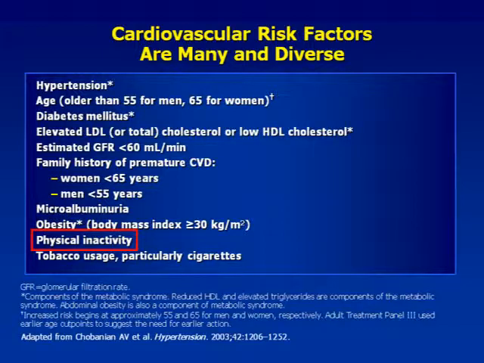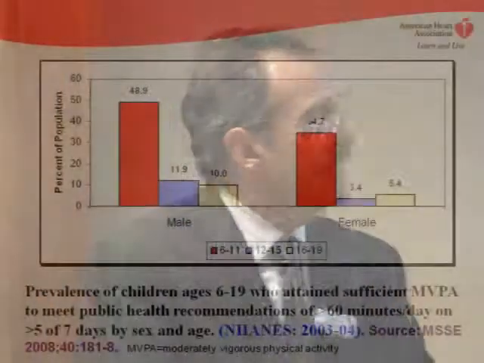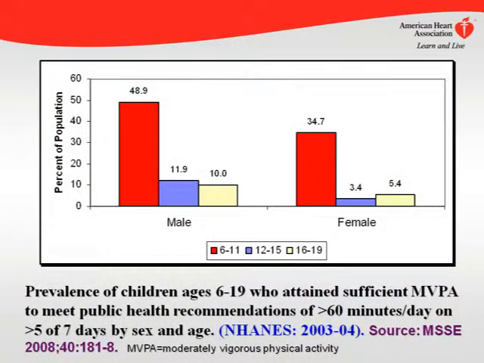Physical inactivity is important because we're not doing it. This is children again, but this is young children here, ages 6 to 19. And these are a little bit complicated, but these are children who attain sufficient moderately vigorous physical activity. MVPA stands for moderately vigorous physical activity. These are slides that go to the public health professionals, so that's why they're in language that you may not be familiar with. But moderately vigorous physical activity, ages 6 to 11, about half the kids actually get close.